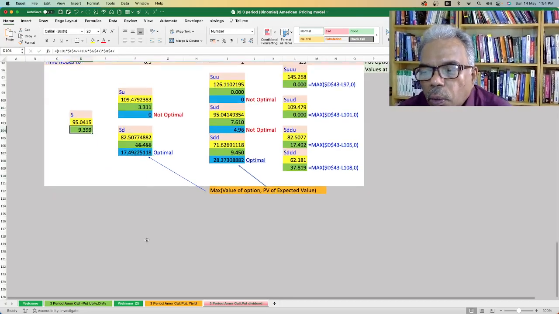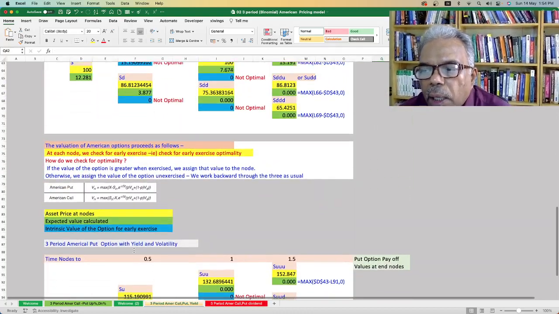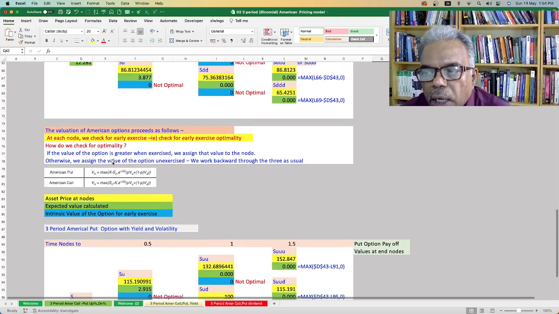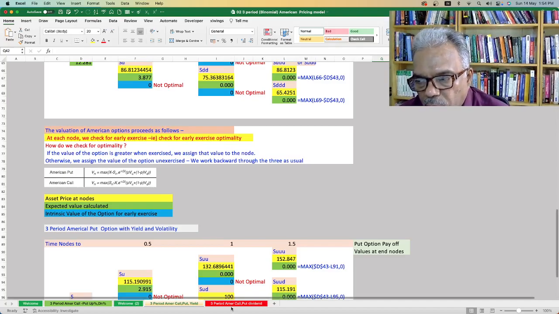So what is the logic here? The logic is very simple: at each node we have to check for early exercise, so we check the optimality, whether the value that we calculate is more than the present value, the expected value.